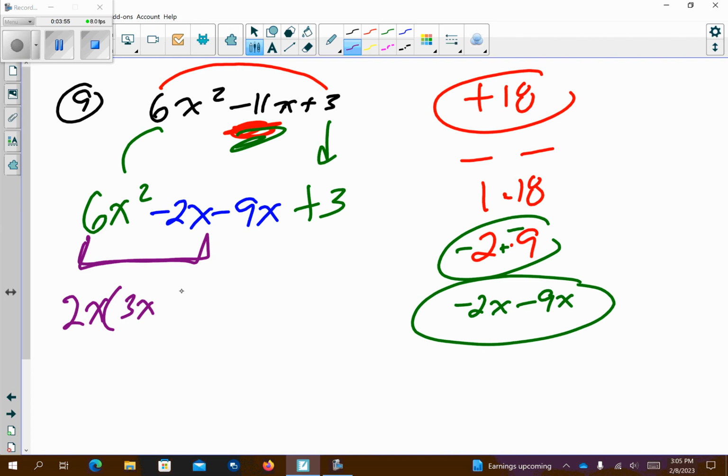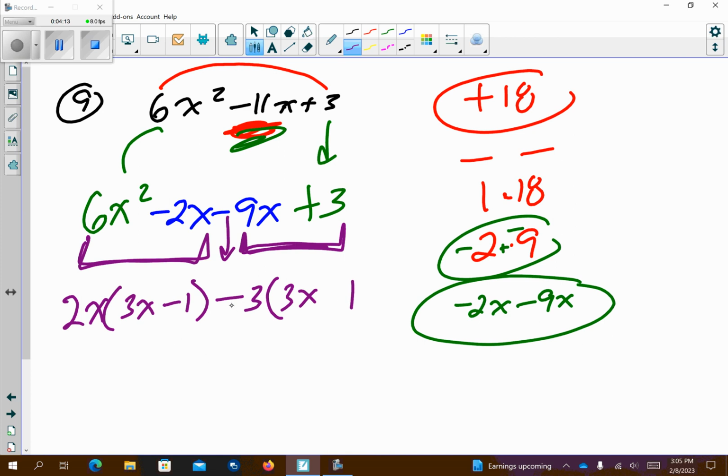If I factor 2x out of 2x, I have to keep a placeholder. It's a minus 1 because of that minus sign. Remember, the middle sign comes down. What do I have in common between 9 and 3? Yeah, I can factor a 3 out. So if I factor a 3 out of 9x, that leaves me 3x. If I factor 3 out of 3, it leaves me a 1.